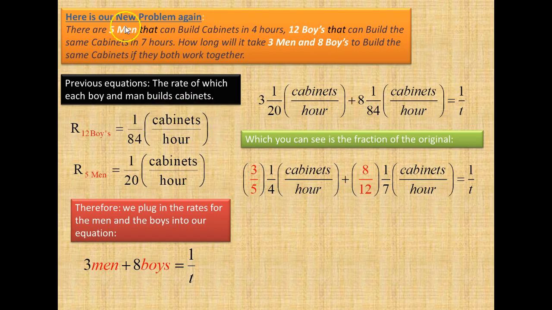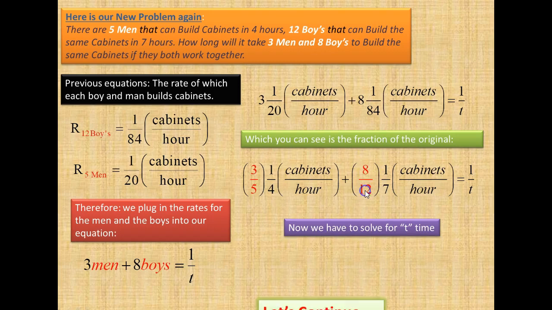Remember, we had 5 men can build cabinets in 4 hours. So we had 1/4 cabinets per hour for 5 men. And we had 12 boys that can build the same cabinets in 7 hours. So we had 1/7 of the cabinets per hour for 12 boys. How long would it take 3 men and 8 boys? Well, 3 men is a fraction of the 5 men. So that's 3/5. 8 boys is a fraction of the 12 boys in the front part of the problem, which is 8/12. Now we have to solve for t.